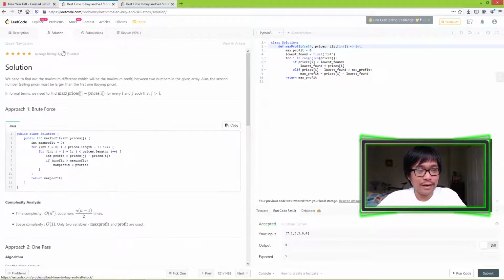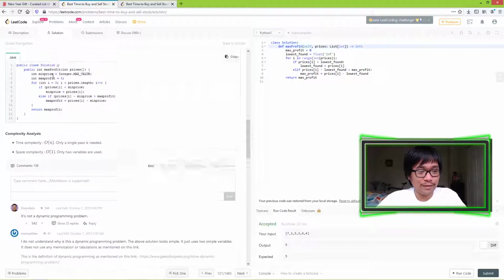Anyway, that's basically it, guys. If you look at the solution here, it's basically the same thing.